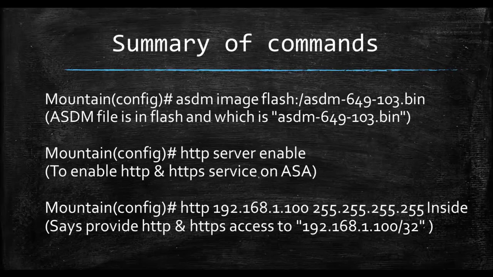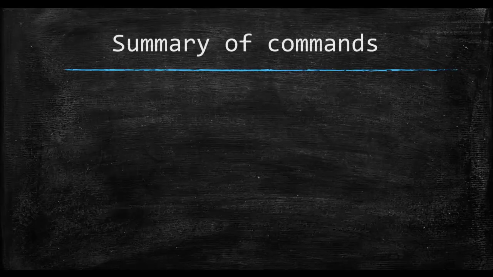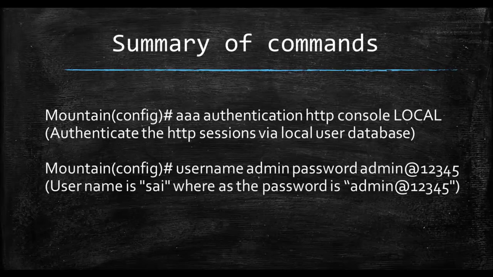Okay, then in the second phase we said that please enable the HTTP server. Then we told ASA whom should you provide access, from which interface, on which port. And then the second last, the first one was we told ASA to authenticate HTTP only from the local database, and then we created a username and gave him a password.